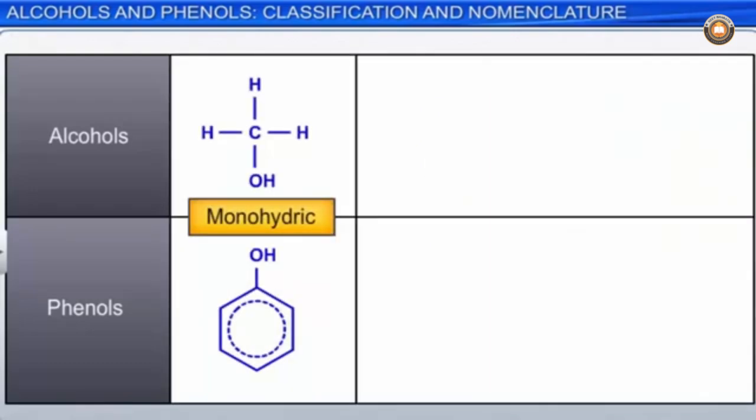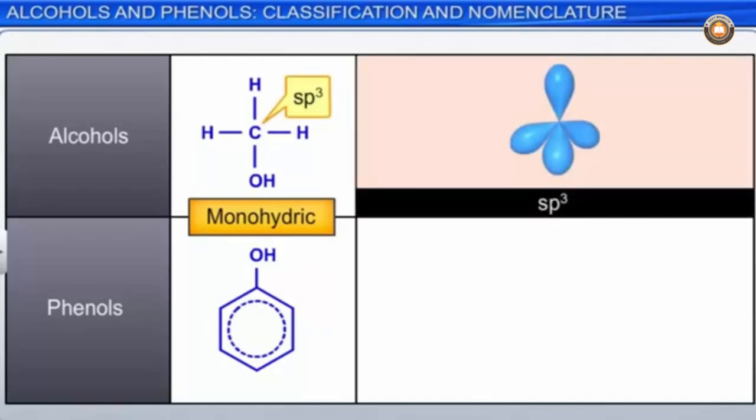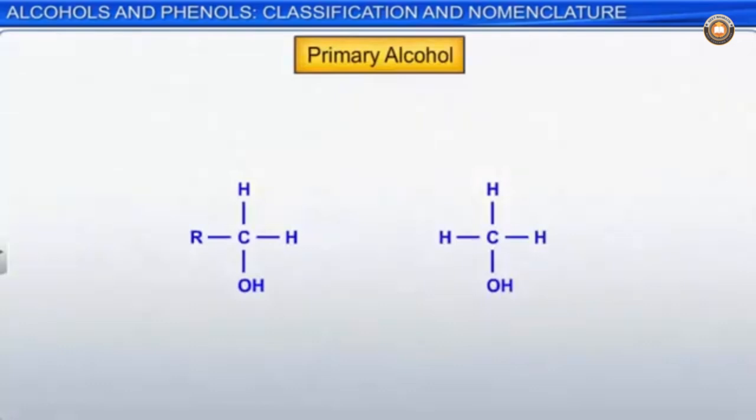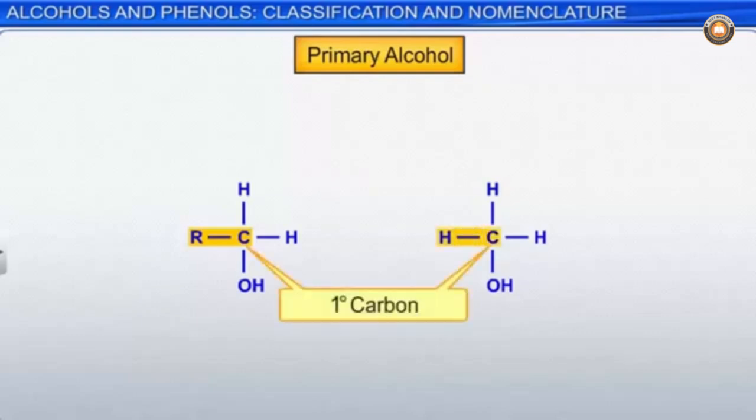Monohydric alcohols can be classified on the basis of the nature of the carbon atom attached to the hydroxyl group. These carbons are either sp3 or sp2 hybridized. We will first consider hydroxyl groups attached to sp3 hybridized carbons. In a primary alcohol, the carbon attached to the hydroxyl group is linked to one other carbon-containing group or to none of the carbon-containing group, as shown in the illustration.